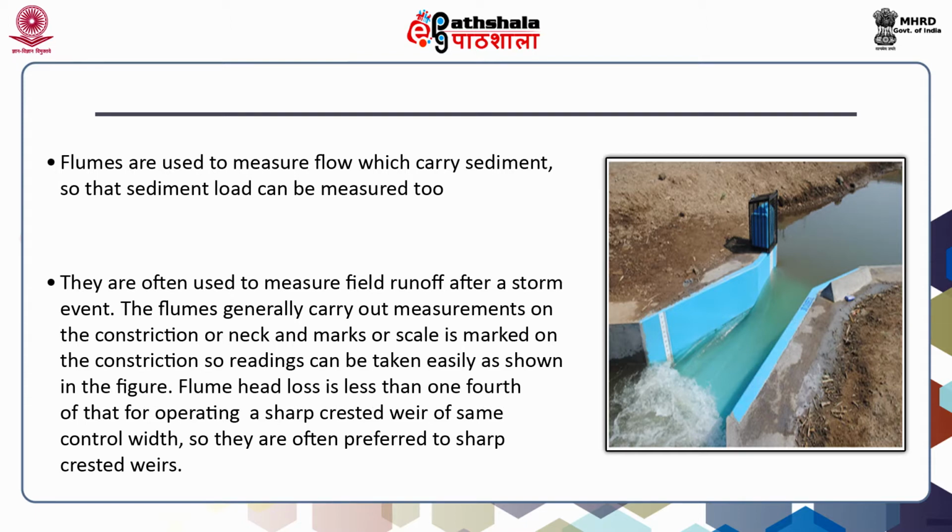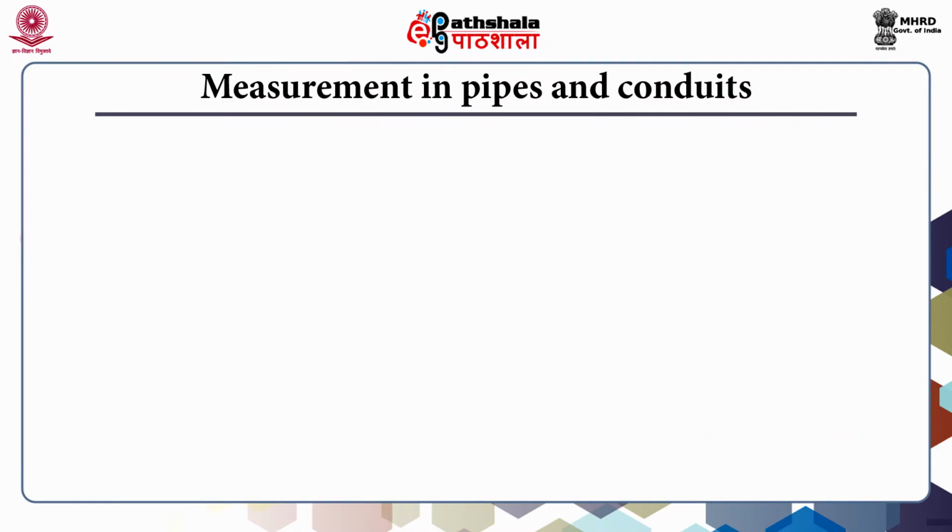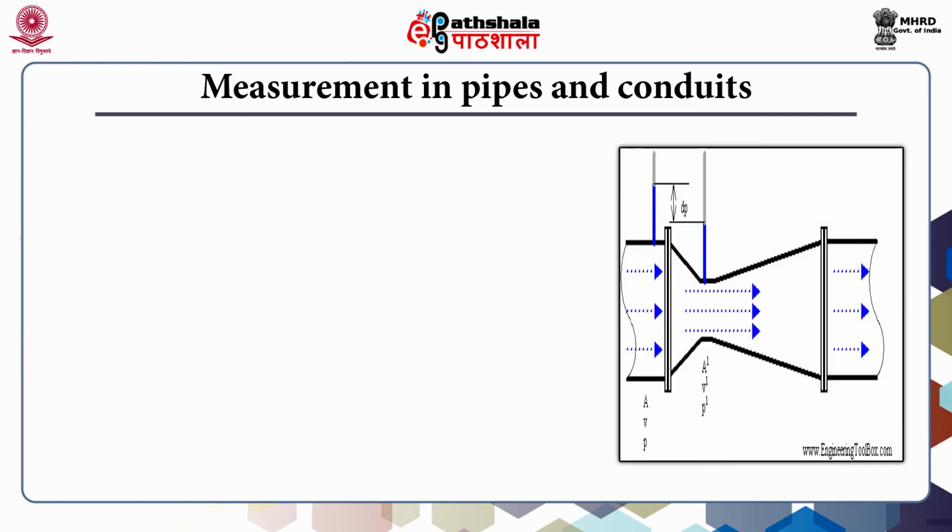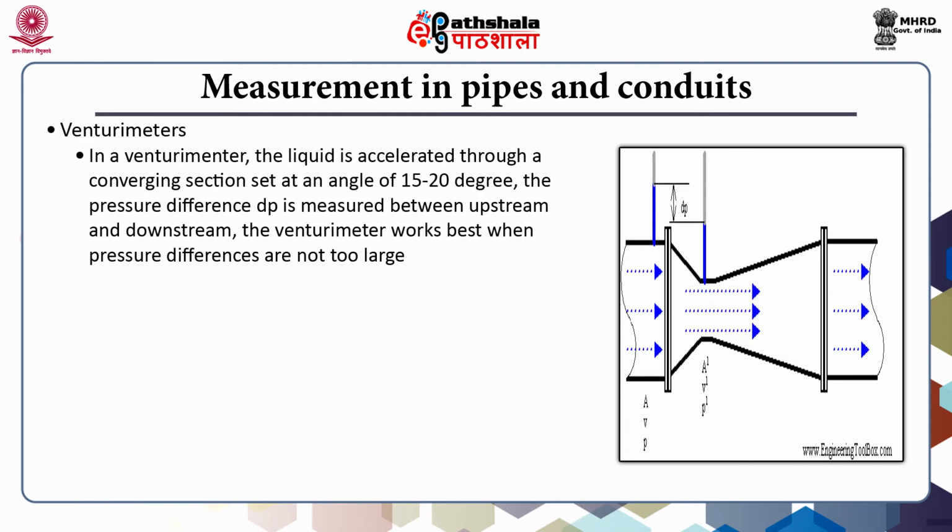Once we have done this partial flume, which is also an instrument mechanism that is not very expensive, we come to the measurement of water in pipes and conduits. The first instrument or measurement technique that I would like to discuss happens to be the Venturi meter. In case of the Venturi meter, an artificial constriction has been created. That is known as a vena contracta.